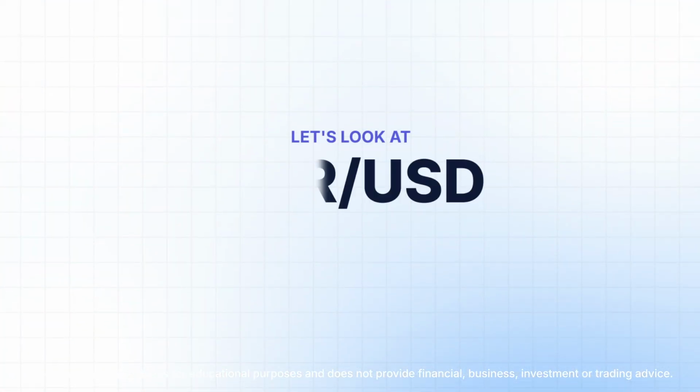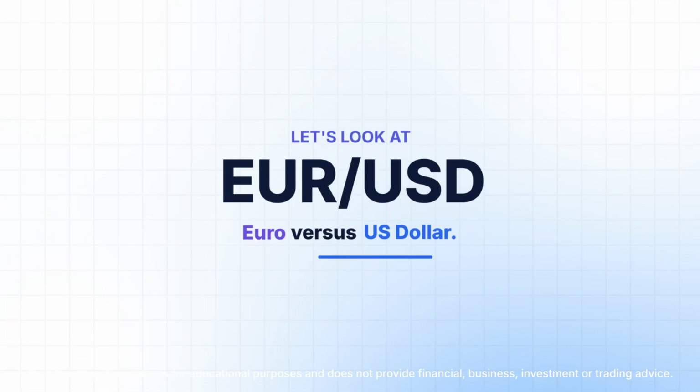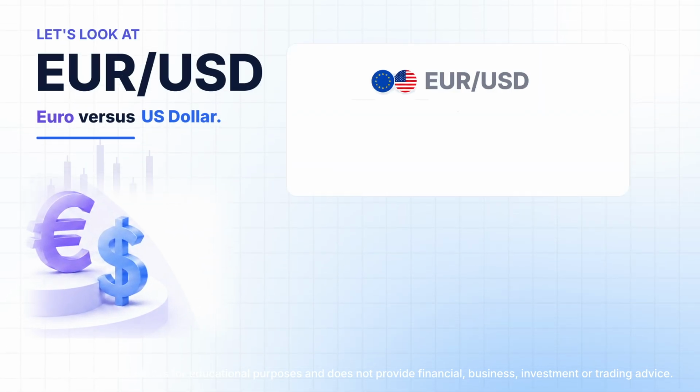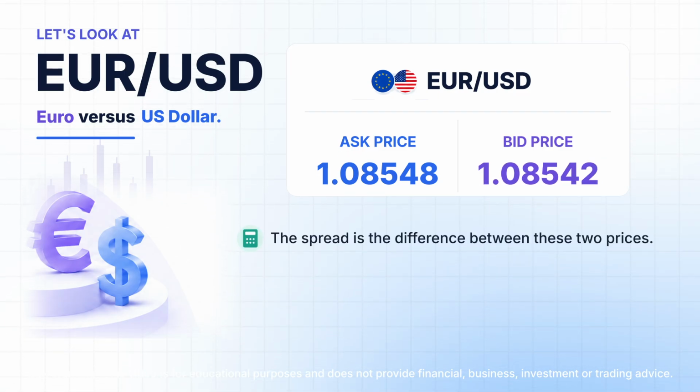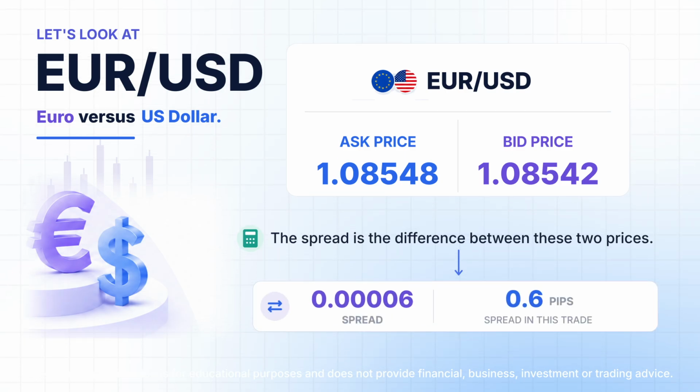For example, let's look at Euro-USD, so Euro versus US dollar. Let's say this pair has the ask price of 1.08548 and the bid price is 1.08542. So the spread in this trade will be the difference between those two prices, so 0.6 pips.